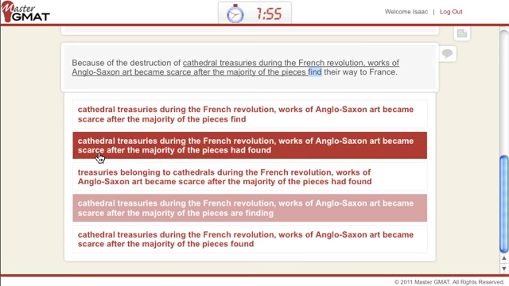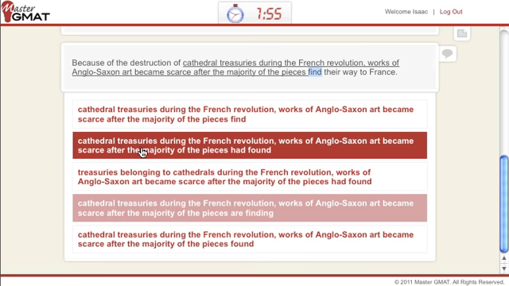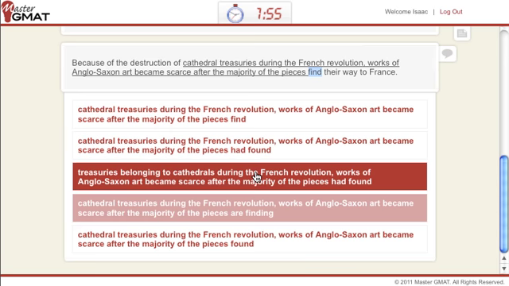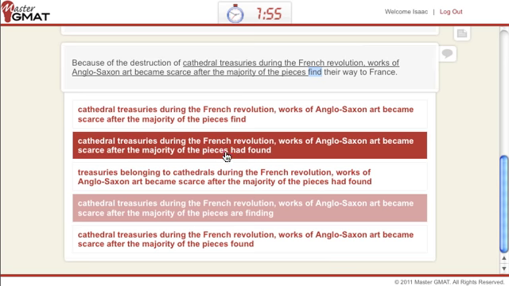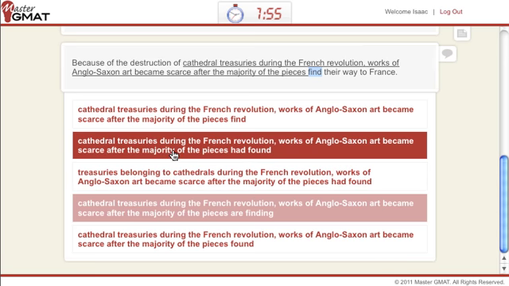So what is the difference between B and C? Really, it comes down to this phrasing in the first half of the underlined portion. Treasuries belonging to cathedrals during the French Revolution, as opposed to cathedral treasuries during the French Revolution. Well, everything else is the same except for the phrasing. In fact, we don't see grammar errors, so now we have to think of stylistic errors. Now, which one's stylistically superior? Well, we know that if it's overly wordy, it's stylistically inferior to something that is more concise. Everything else being equal, of course, meaning there are no grammar errors.